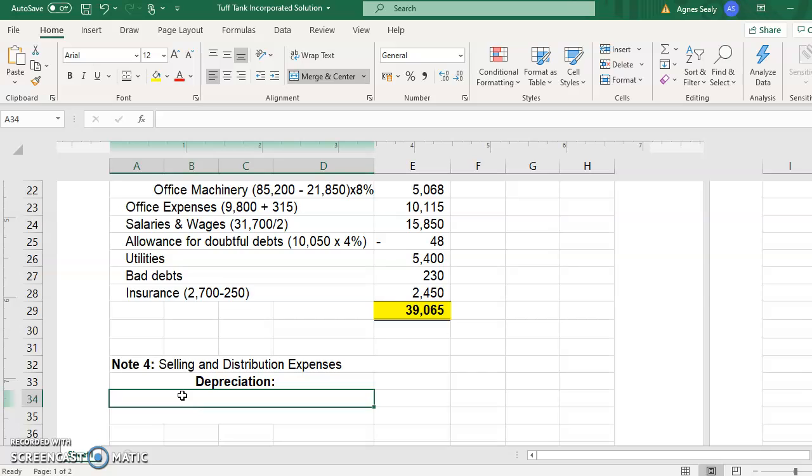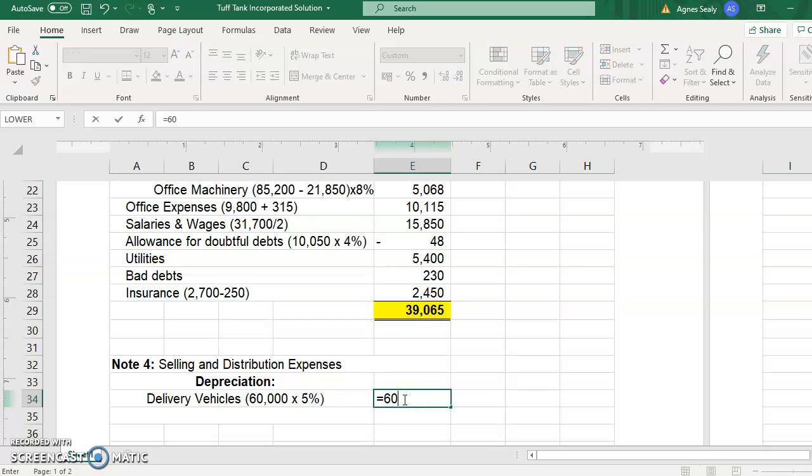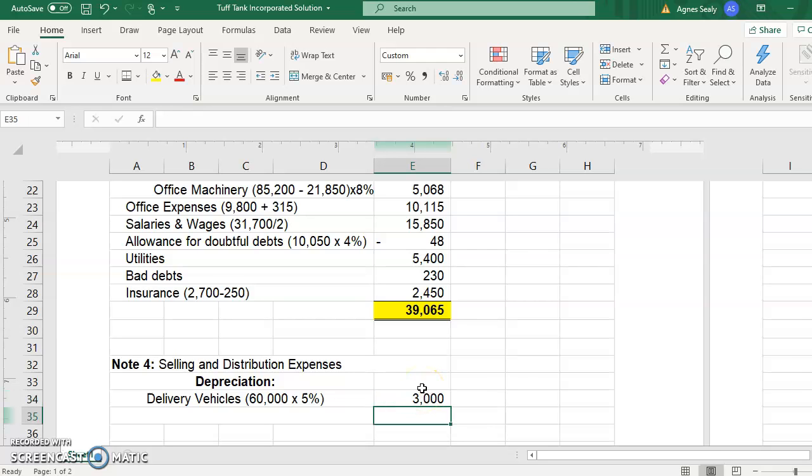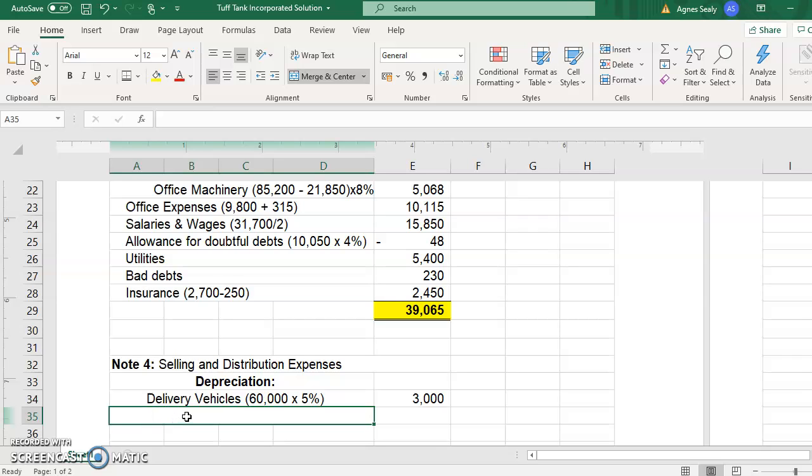So our depreciation for delivery vehicles is calculated on the cost, and the cost of our delivery vehicle was $60,000, and the depreciation was 5% of that cost. So they use the straight line method for depreciation of our delivery vehicles, whereas we use the reducing balance method to calculate the depreciation on our office machinery. So our depreciation for our delivery vehicles is $3,000, and since this is a straight line method, it means that each year $3,000 is expensed as depreciation for delivery vehicles.